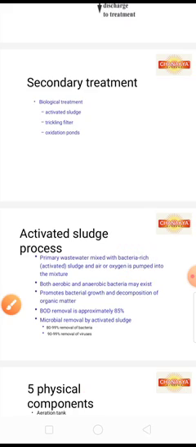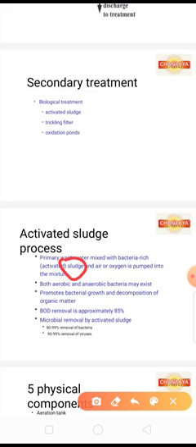Okay, because ultimately this bacteria will do two important processes that we'll discuss. So in the activated sludge process, what is there? Primary wastewater mixed with bacteria-rich sludge, and air and oxygen are pumped into the mixture. So from the primary treatment we will get the sludge, and this sludge will get mixed with the bacteria-rich component, air and oxygen.